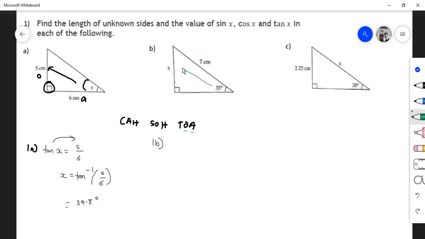Now, for number 1B, if you notice, they already provided the angle. So for this very angle here, this is my opposite. Remember I told you the one that is connected by the 90 degree must be your adjacent. So this is your hypotenuse.